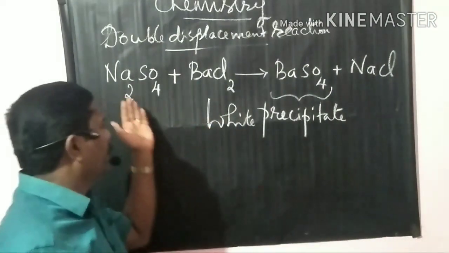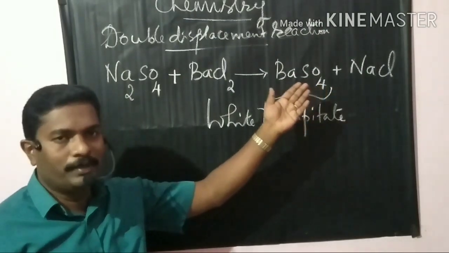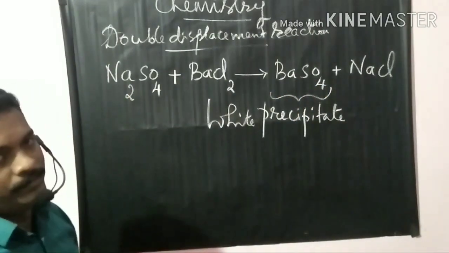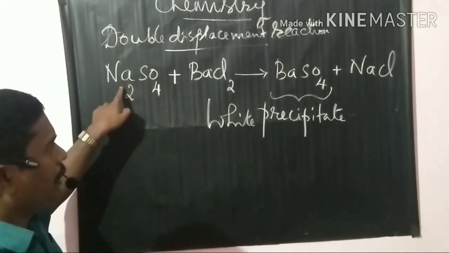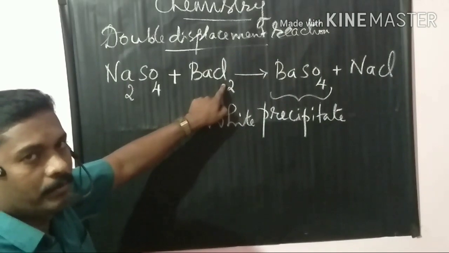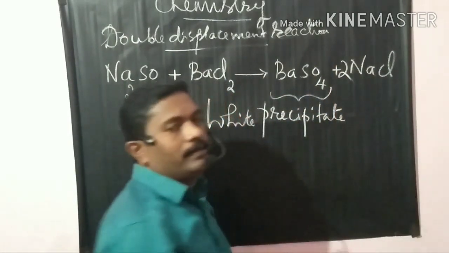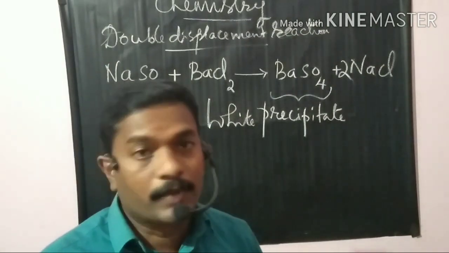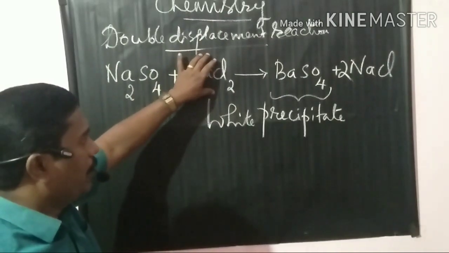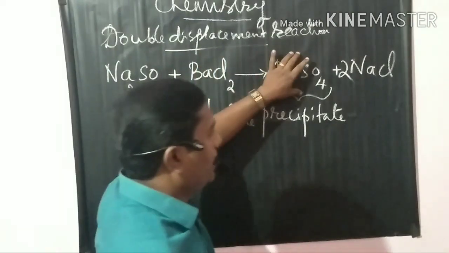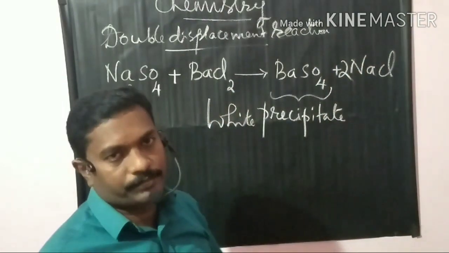Check: is this reaction balanced or not? No, it is unbalanced. So how can we balance it? Here there are two sodium atoms and two chlorine atoms, but here there is only one sodium and one chlorine. So we have to balance NaCl. So the reaction is sodium sulfate plus barium chloride gives barium sulfate plus 2NaCl, that is sodium chloride.